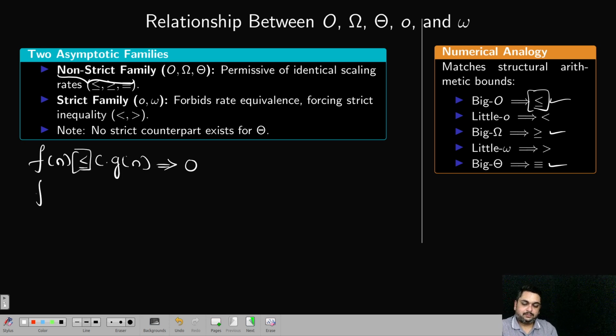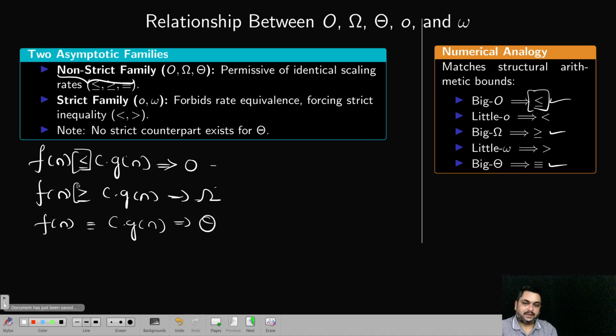Now if I have f of n greater than or equal to c into g of n, then I say it is big omega. Then f of n is equivalent to c into g of n. That means both of these exist. That implies theta bound, tight bounds. So this is important. This is how we can understand or solve the problems. Now this is the non-strict family, because in less than or equal to, this equal to plays an important role.